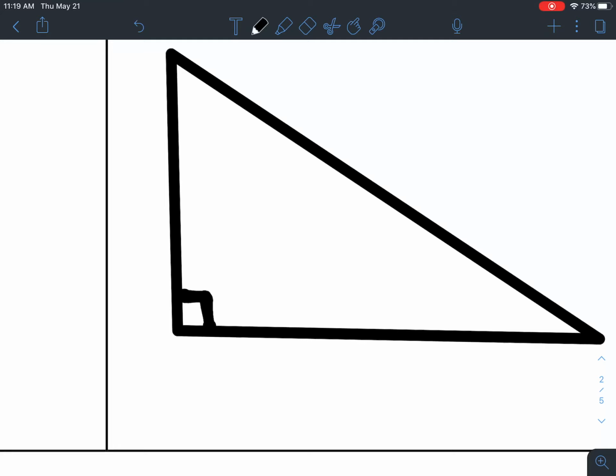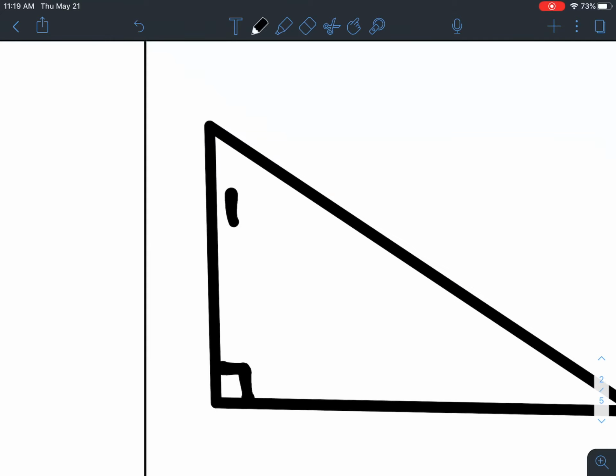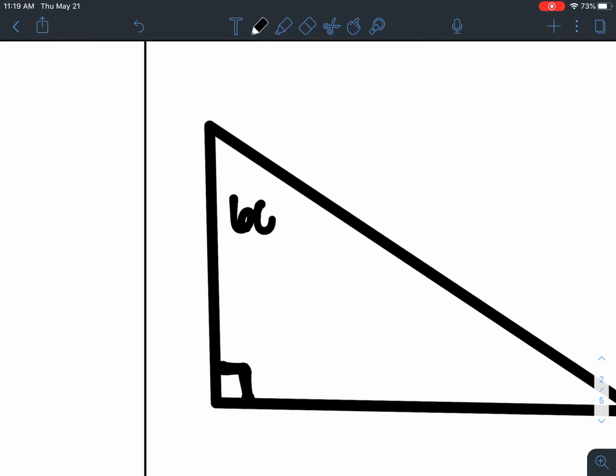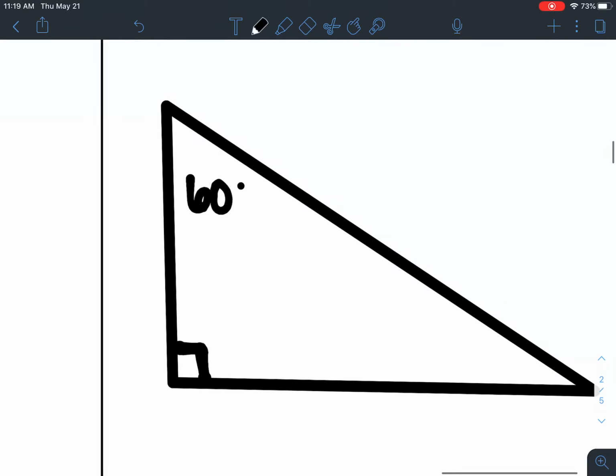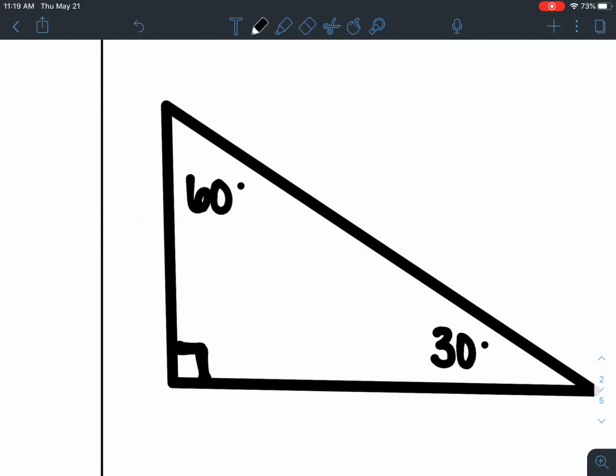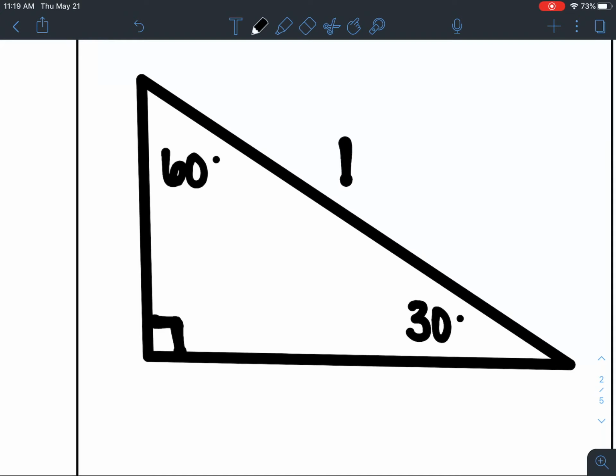And then let's go ahead and call this side our 60 degrees. I'm going to make that a little bit smaller. And this side our 30 degrees. Okay. So right away, we're going to be able to know what our hypotenuse is because our hypotenuse is always right across from the right angle.